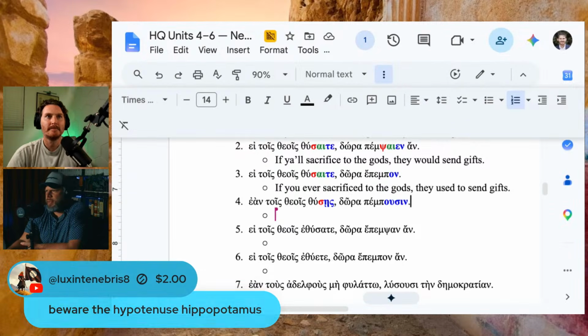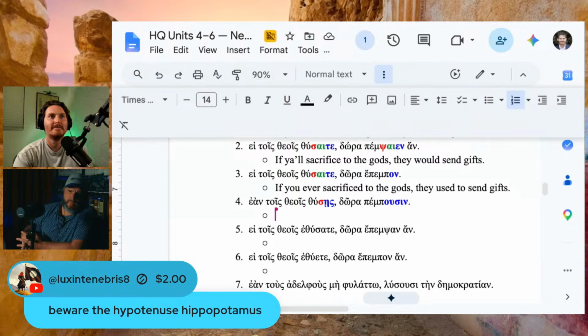Oh, super chat. Lux in Tenebris 8 dropped a $2 super chat. Beware the hypotenuse hippopotamus. Good one. Nice. Thank you for that, man.